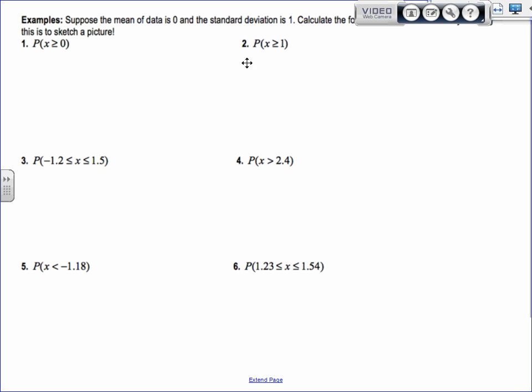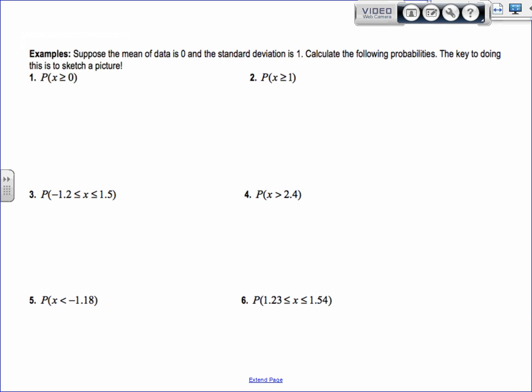Suppose the mean of the data is 0 and the standard deviation is 1. Calculate the following probabilities. The standard normal bell curve will always look like this. Most of the population falls in the middle, and there are some outliers on the ends. In the very center is our mean, which for the standard normal is 0. We want to know the probability that x is greater than 0. Any point on this curve greater than 0 would be right here.